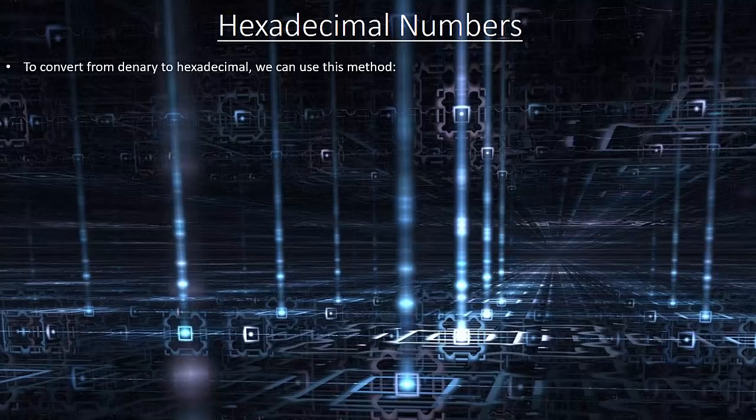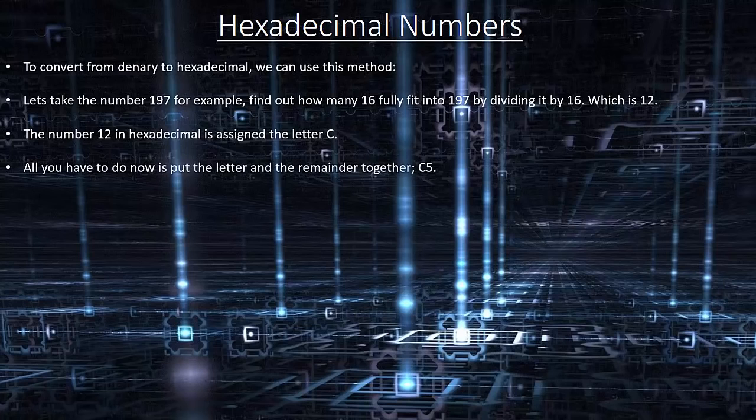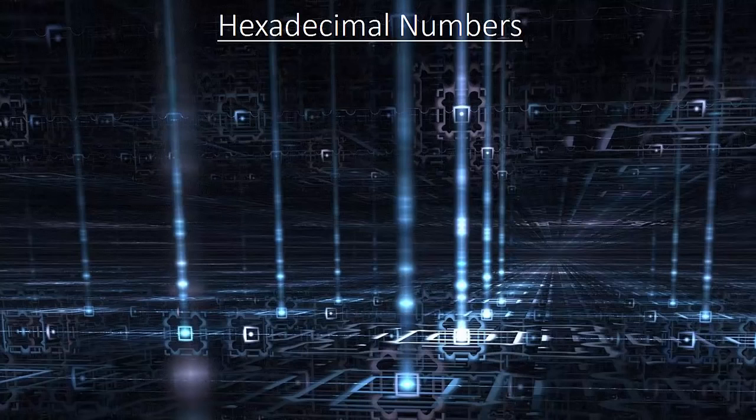To convert from denary to hexadecimal, we can use this method. Let's take the number 197 for example. Find out how many 16s fully fit into 197 by dividing it by 16, which is 12. The number 12 in hexadecimal is assigned to the letter C. All you have to do now is put the letter and the remainder together, which is C5. 197 in denary is C5 in hexadecimal.